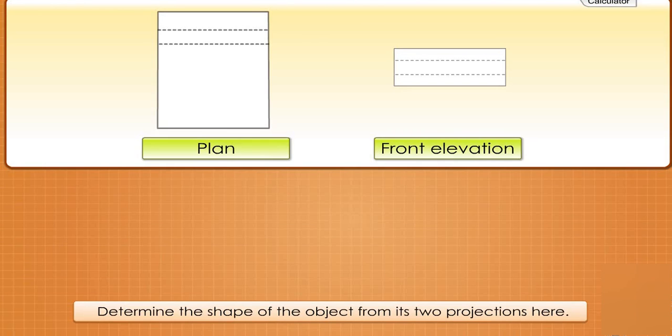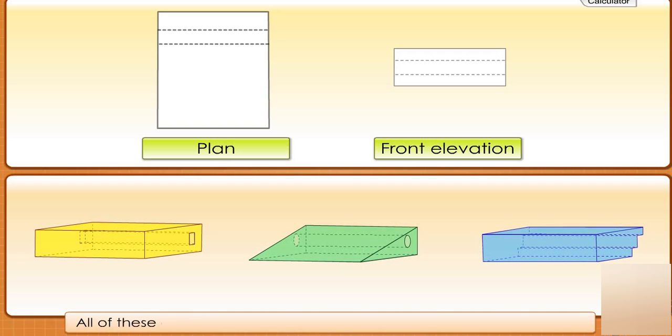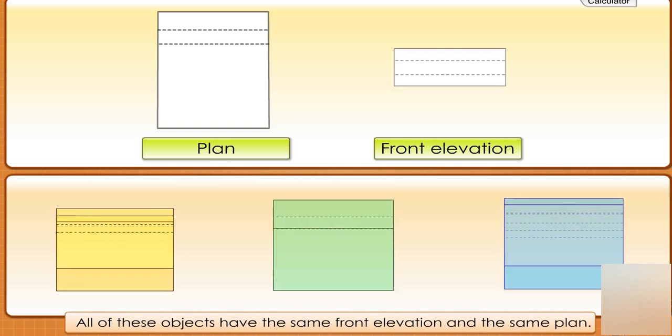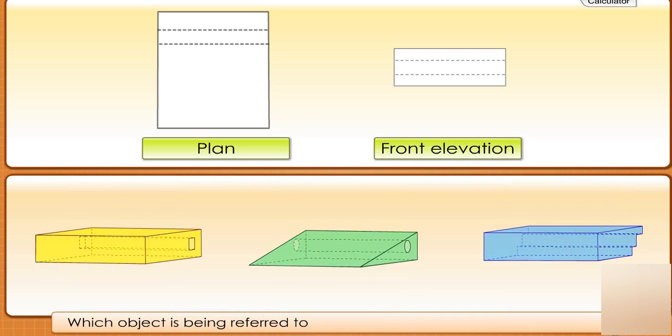Let's see. The object can look like this, or this, or this. All of these objects have the same front elevation and the same plan. How do we determine which object is being referred to by the given plan and front elevation?